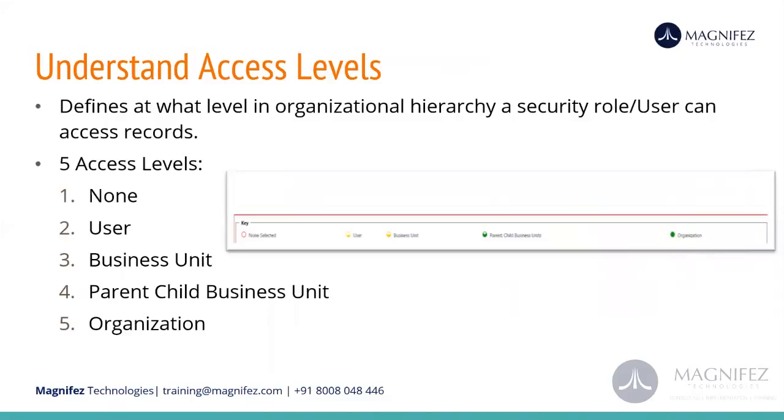And then we also need to understand access levels. Basically we have 5 access levels. Access level means at what level in your organizational hierarchy a user with a particular security role can perform operations. We have 5 levels: none, user level, business unit level, parent-child business unit level, and organization level. The combination of your access level and your privileges indicates what operation a particular user can perform on a single record, at what level in the organization.